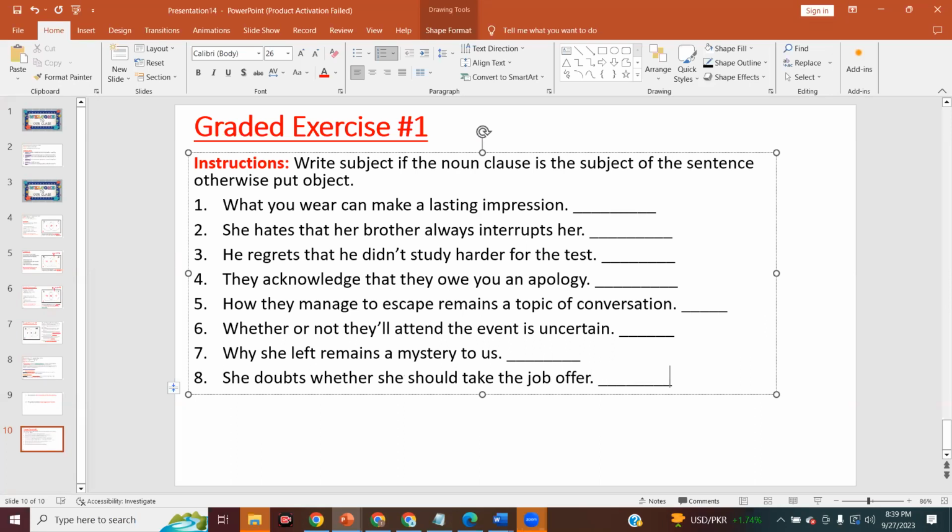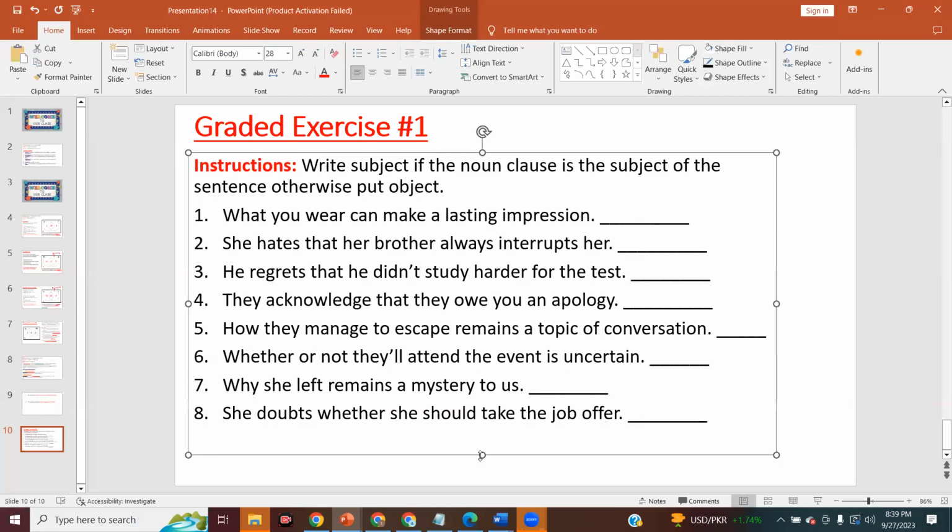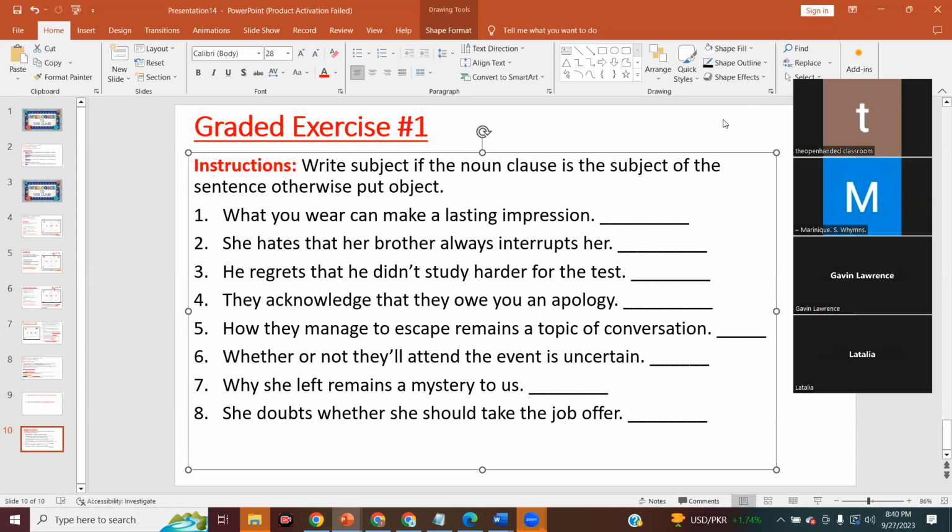All right, I'm just going to give you all 8 because of the time. Again, put subject if it's the subject of a sentence, put object if it's the object of a verb. Maranik, what number are you on?